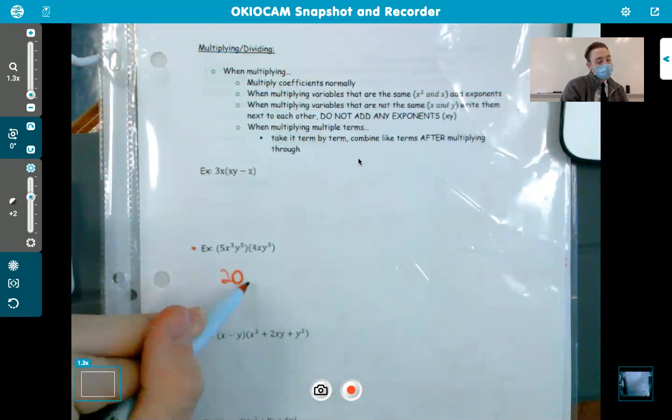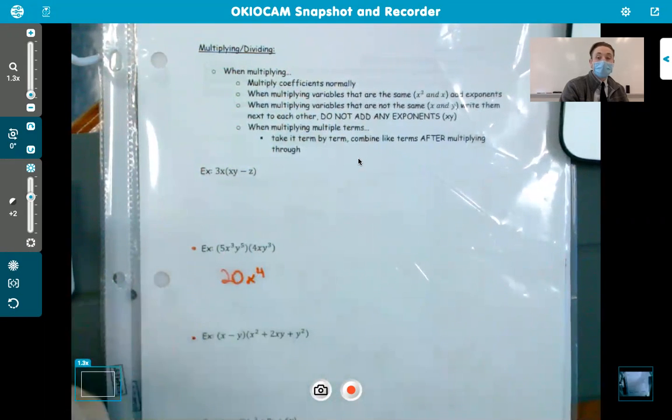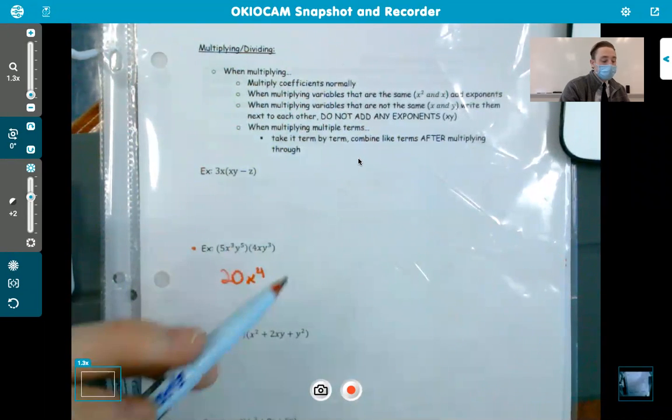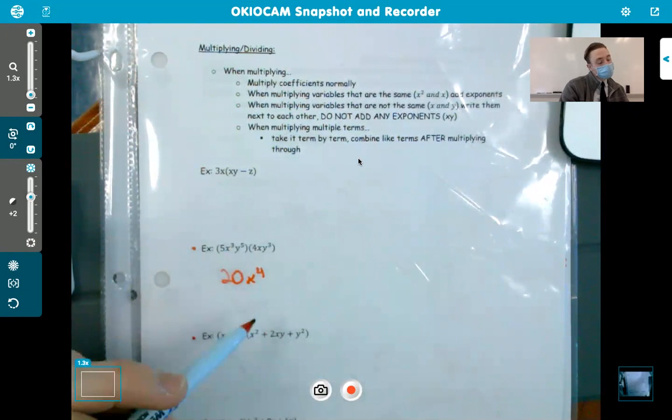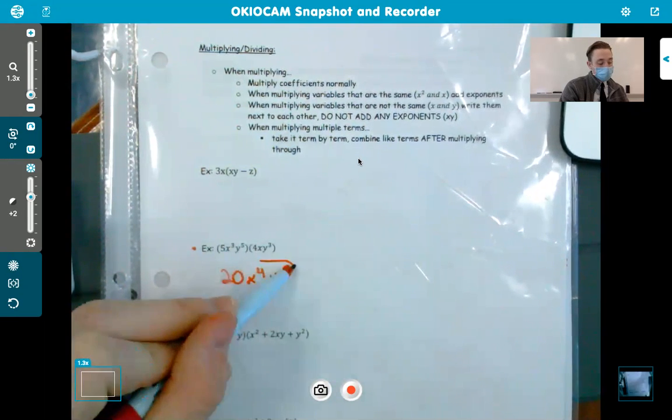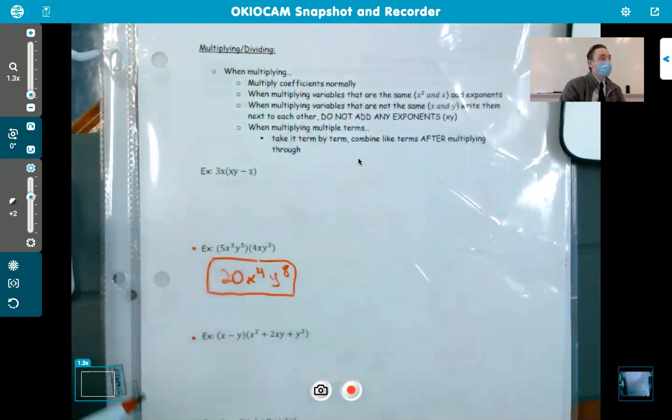X cubed times x, what's that going to give me? X to the 4th power. X to the 4th, right? Because we're just adding exponents. Y to the 5th times y cubed, what's that going to give me? Y to the 8th. Okay.